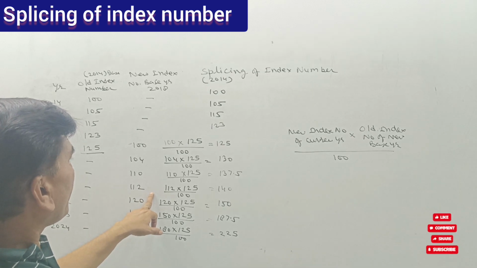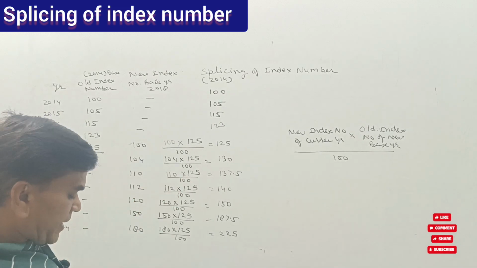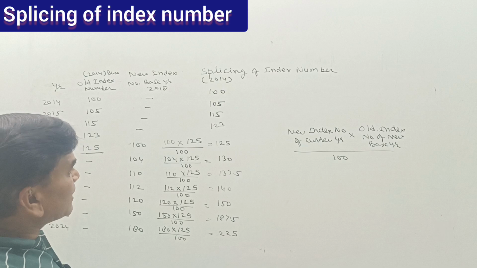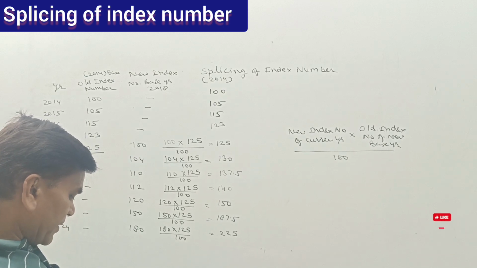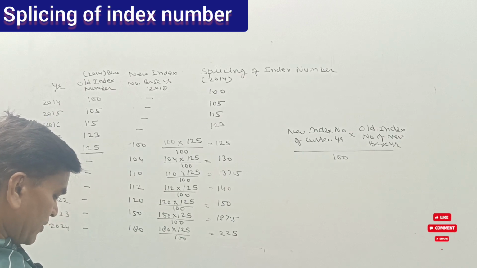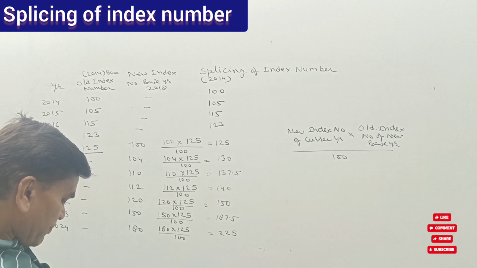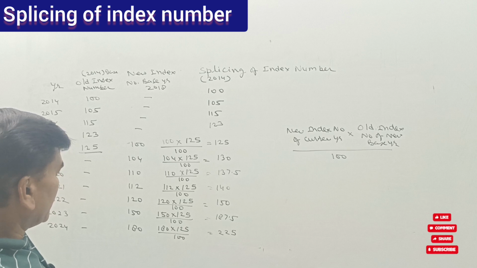112. First one is 125, second one is 1.04 multiply 125, that is 130, is okay. Then 1.1 multiply 125, that is 137.5, is okay. 1.12 multiply 125, that is 140, is also okay. 1.2 multiply 125, 150 is also okay.